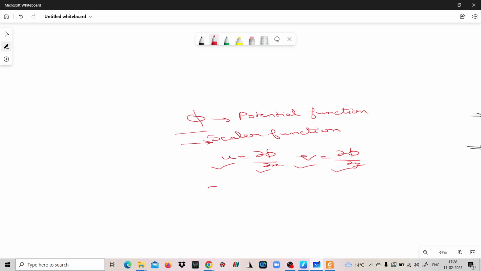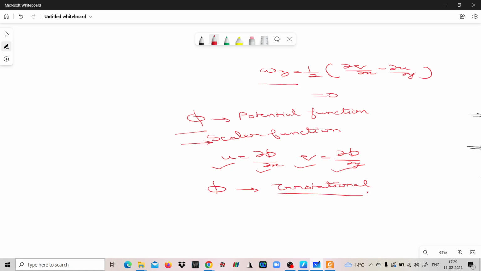Second property is, if phi exists, then the flow is irrotational. Why is this flow irrotational? Because if you consider a two-dimensional flow, then omega z is given by half of del v by del x minus del u by del y. In this definition of omega z, if you substitute the values of v and u as del phi by del y and del phi by del x, you will get a value of 0. So if omega z is 0, then the flow is irrotational. So it means that if phi exists, then it is sure that the flow is irrotational.